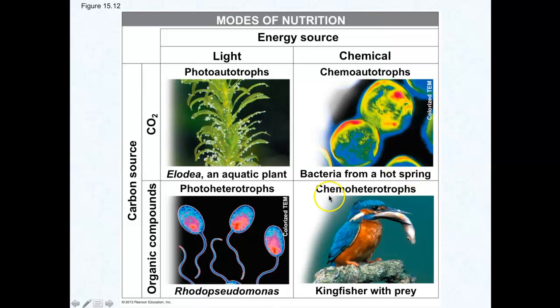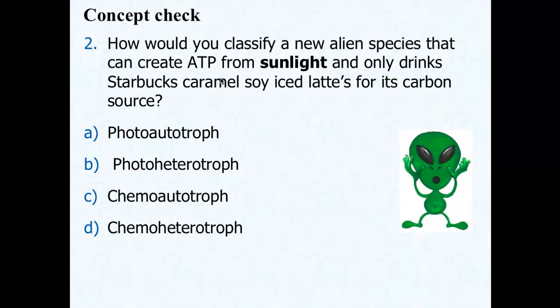Then there's this one, which is going to make lots of sense because this is what we fall into. We use chemicals, food, for energy to make ATP, and we also need to get our organic molecules from outside. So we are chemoheterotrophs, and actually all animals are chemoheterotrophs. That's how you want to remember that. You want to make sure you remember the prefix, photo versus chemo, and then the suffix, auto versus hetero. Keep those straight. Let's take a look at our concept check.